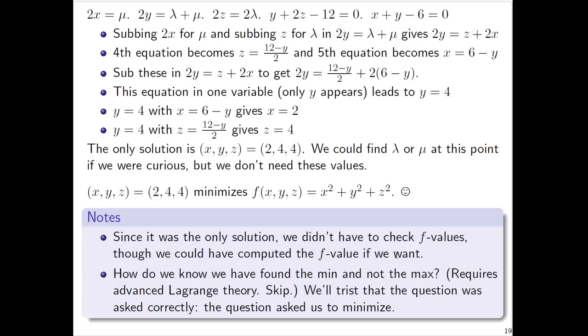We could have computed the f value if we wanted. Now, how do we know that we found the min and not the max? That requires more advanced Lagrange theory, so we're not going to go through it. We'll skip it. We're just going to trust that the question was asked correctly. The question asked us to minimize.